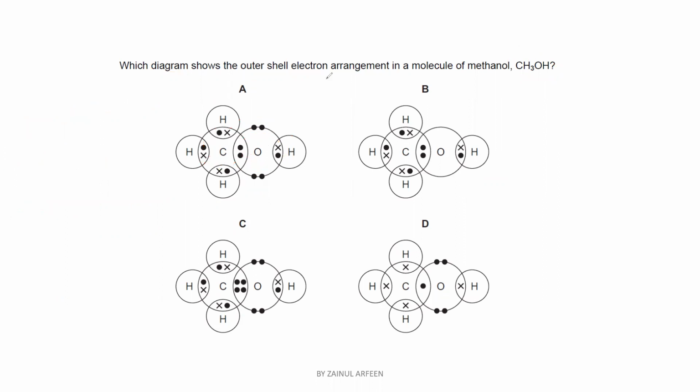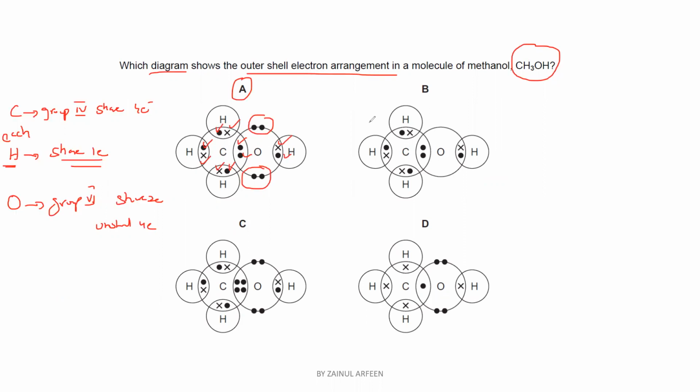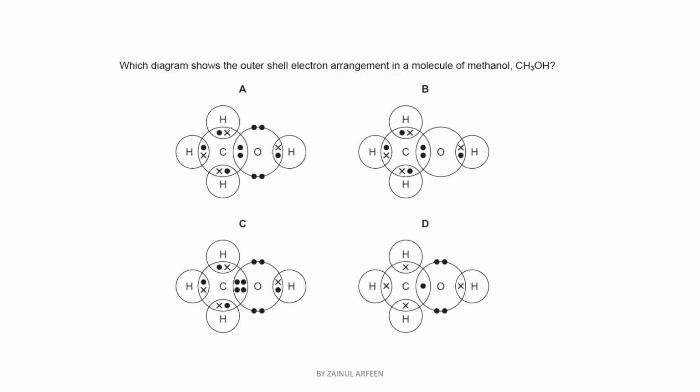So that's why A is the right answer. Why is A the right answer? Because when you check the carbon, it should share 4 and unshared should be 0.